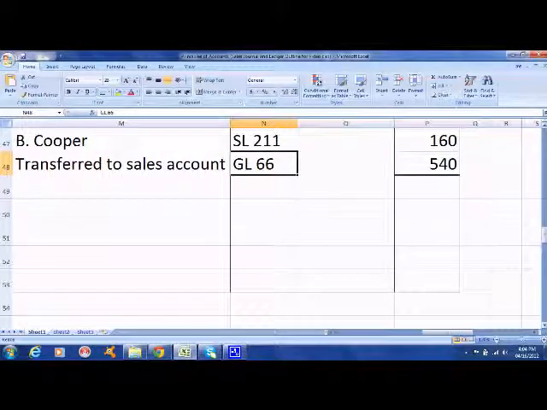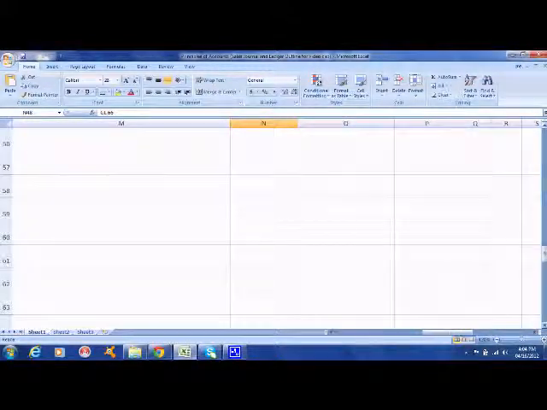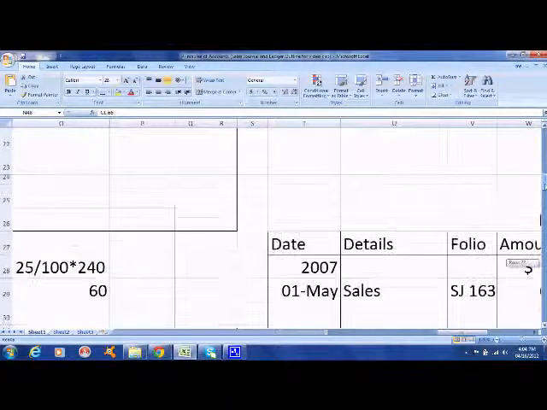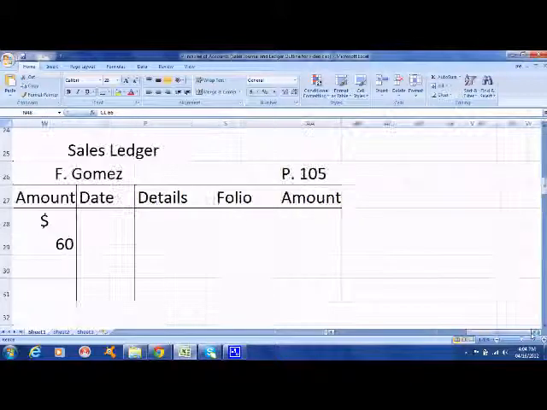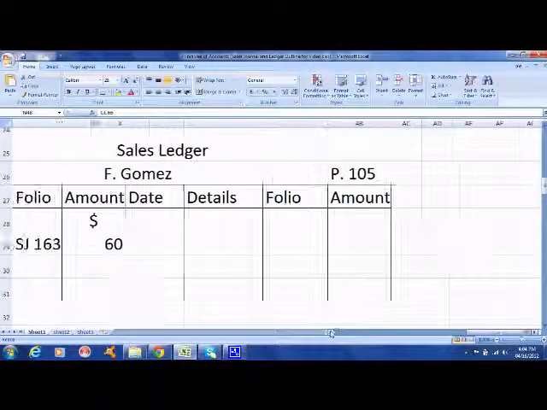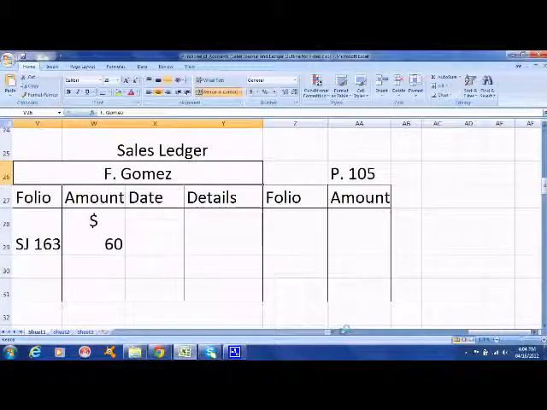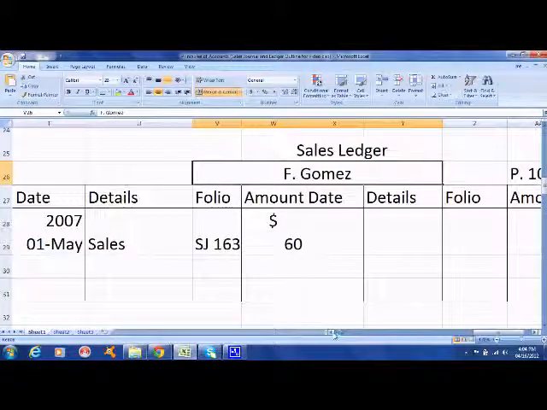Now we're going to do up our sales ledger and our general ledger. So how it is done. Remember that we said page, sales ledger. So first one is F. Gomez. You type in F. Gomez right there. Title of the account is F. Gomez account.